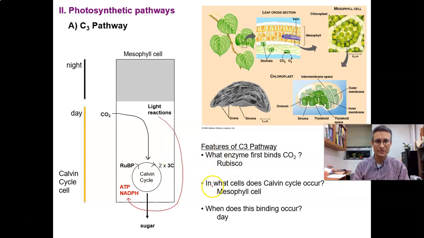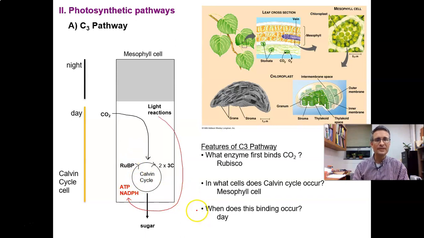Our second feature of the C3 pathway is we'll think about the cells where the Calvin cycle occurs. And as we just mentioned, the cell type where all these reactions are occurring are the mesophyll cells. So these are the cells where the Calvin cycle occurs and where the light reactions occur. And this is great, of course, because when our light reactions are in proximity to our Calvin cycle, we can move our energy molecules like ATP and NADPH back and forth very easily.